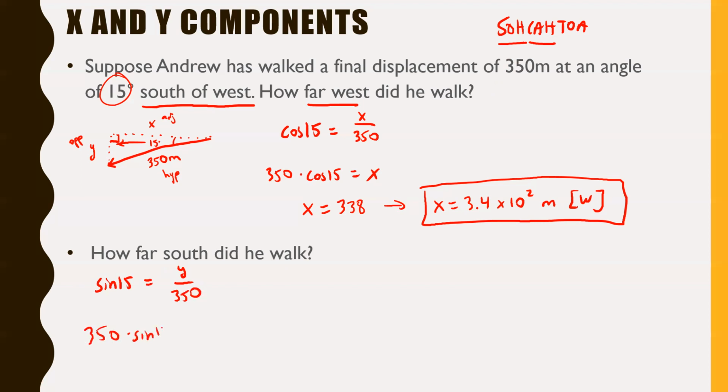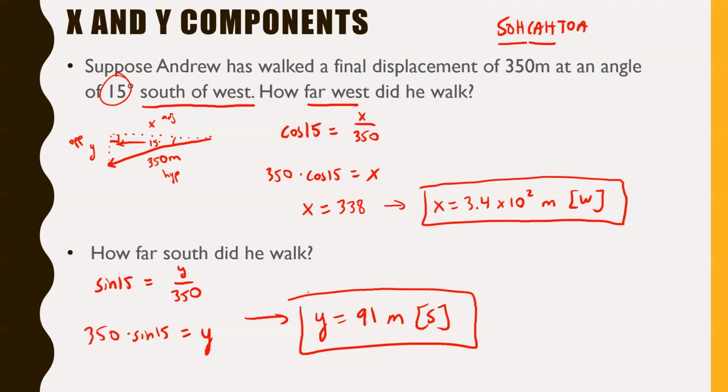We have 350 times sine 15 equals Y. Long story short, 350 times sine 15. Around 2 sig digs, I get Y equals 91 meters, and that'll be to the south. So 91 meters south.